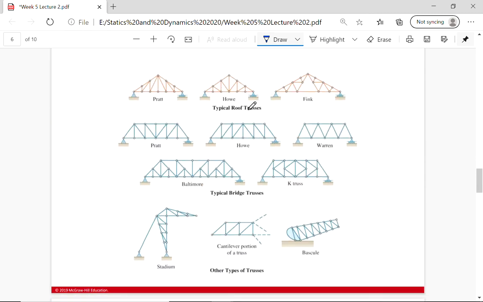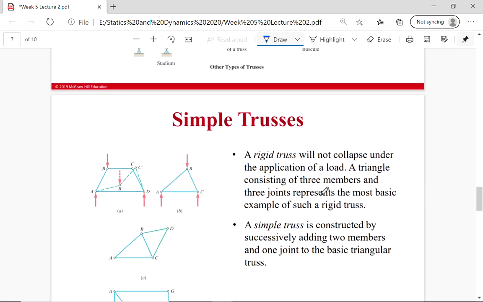Typical roof trusses are shown here, bridge trusses here, like a K-truss, and there are other types of trusses you can get, but they all kind of boil down to this simple application. A rigid truss will not collapse under application of load. So what makes it rigid?